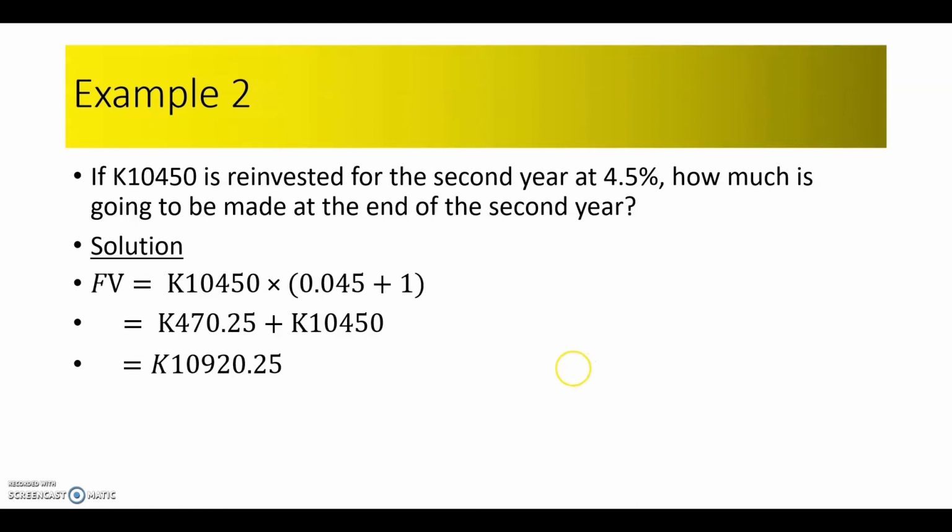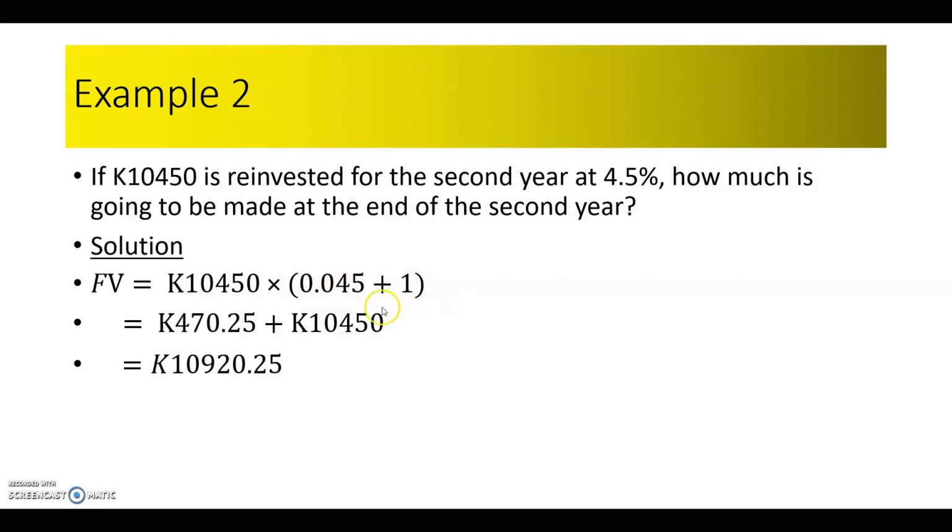Let's look at the second example. If 10,450 is reinvested for the second year at 4.5%, how much is going to be made at the end of the second year? So we just follow the same procedure. You're going to get your 10,450 kwacha and multiply by the terms in the brackets. That is to say, you have the rate and then plus the 10,450 kwacha, which is represented by 1, just like we did in the previous work.